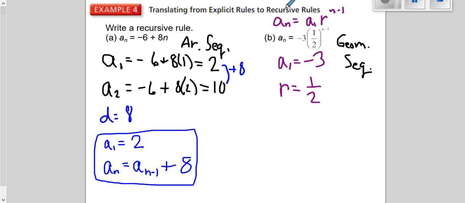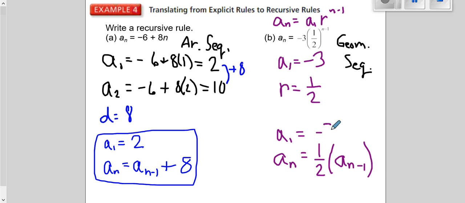For a recursive rule that we're writing, we have to state a sub 1 as part of our answer, but then we also have our a sub n equals the previous term times r, which we usually write as the r first, times a sub n minus 1. Include your starting number, and you have your answer.